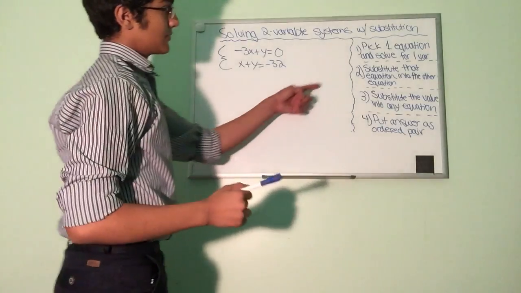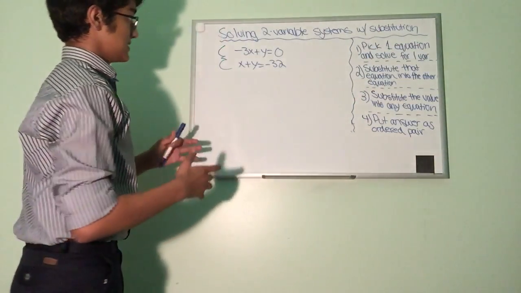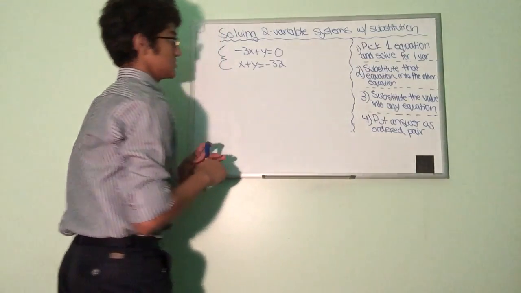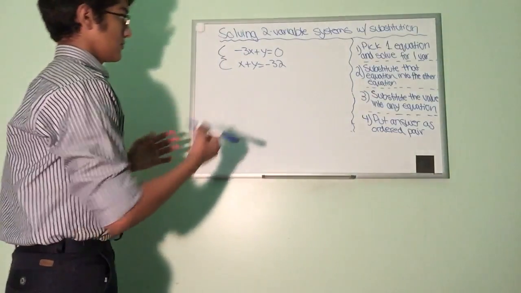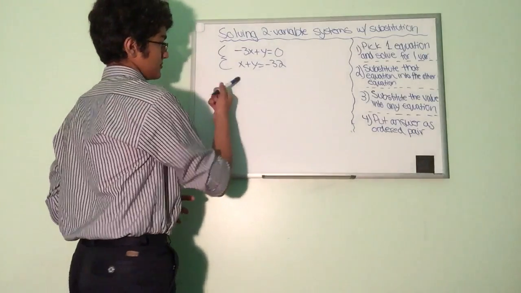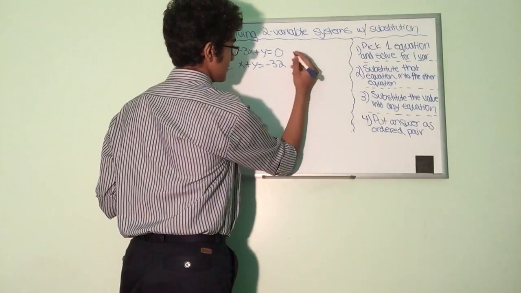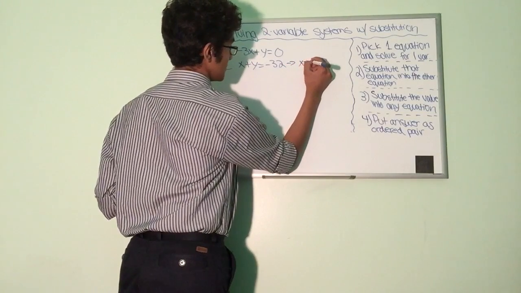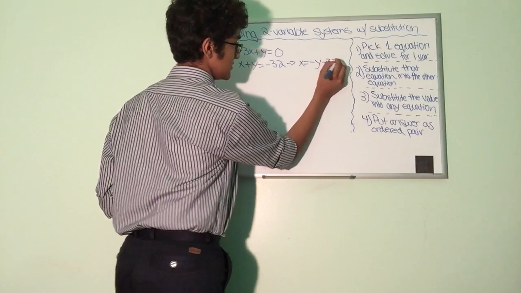So the first thing you do is you pick one equation and you solve for one variable. Since to me, this equation is a lot easier, let's just choose this equation and solve for x. Or you can also solve for y, it really doesn't matter, but you just need to solve for one variable. So this equation would become x equals negative y minus 32.